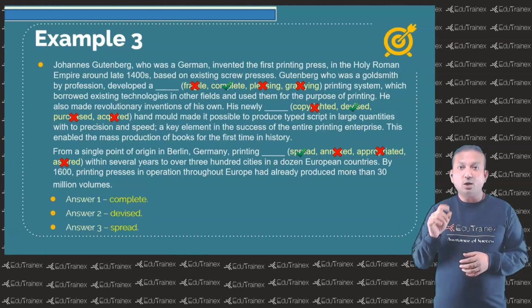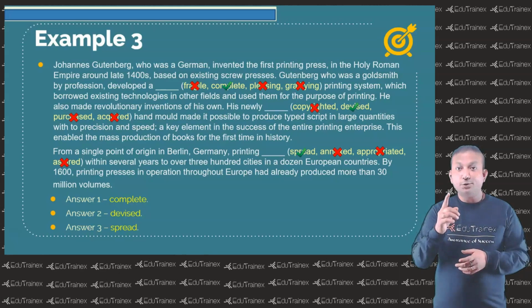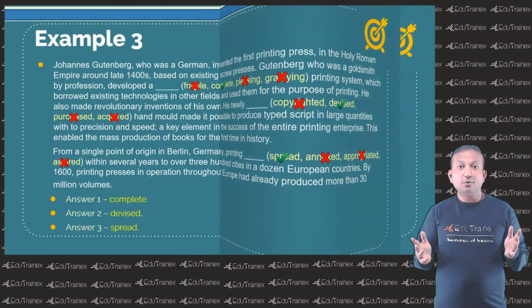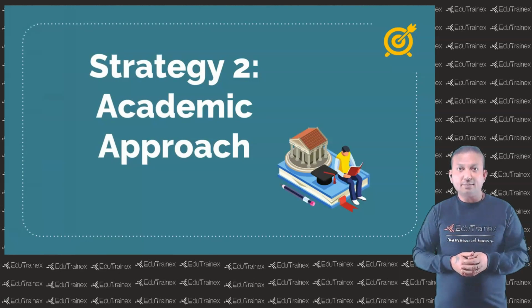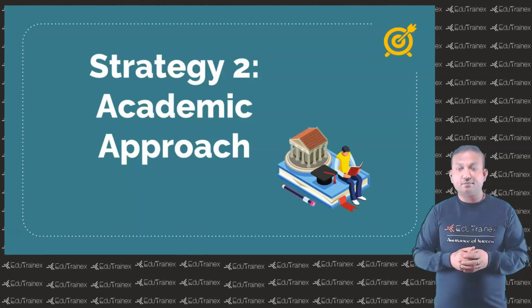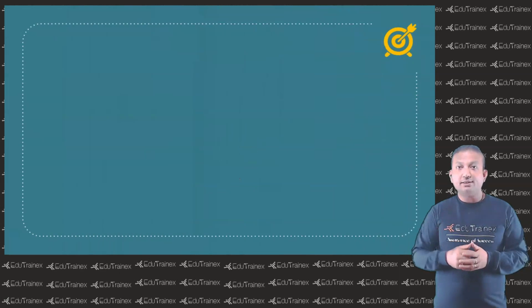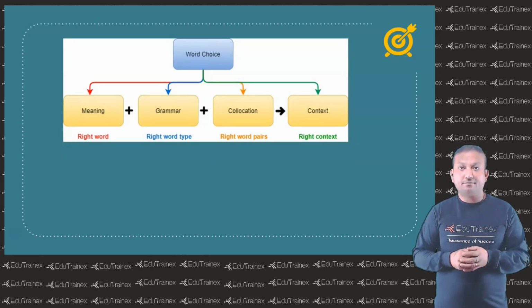So did you see how I used the clues presented in the text and a little bit of vocabulary knowledge to deduce the correct answer with my common sense? And this is exactly how you should also be doing it. Now let's move to the second strategy, which is the academic approach. In this approach, I will discuss with you how we can use English language skills to solve the fill in the blanks questions. But before I deep dive into those skills and how to use them, I want to show you the importance of words and how you should be choosing the correct choice.